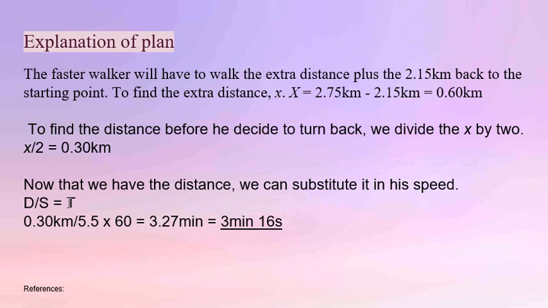Next, the faster walker will have to walk the extra distance plus 2.515 km back to the starting point. So to find the extra distance, which we define as x, 2.75 minus 2.15 equals 0.6 km. To find the distance before he decides to turn back, we just divide x by 2, which equals 0.3 km. Now we have the distance, we substitute into his speed, and then we can find the time he takes to travel 0.3 km, which is the time he decided to turn back. So 3.27 minutes equals 3 minutes 60 seconds.